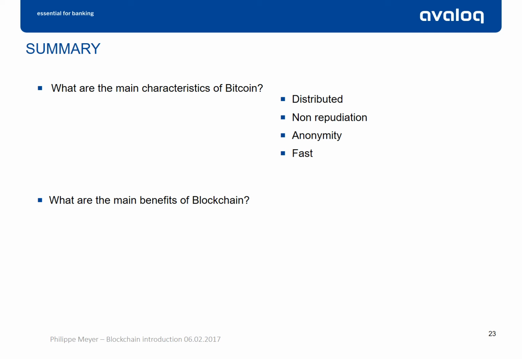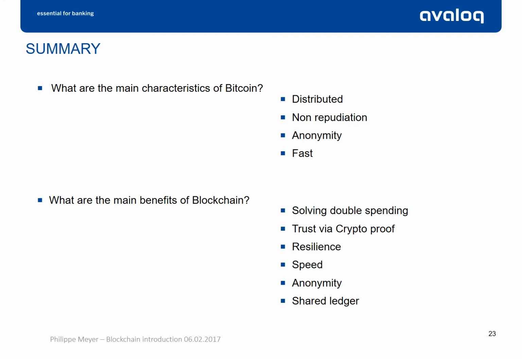What are the main benefits of a blockchain network? A blockchain network is solving the double spending problem. It's enabling trust via crypto proof. It is resilient. It is fast. It is anonymous, and it is a shared ledger where all the participants can see the same transactions.